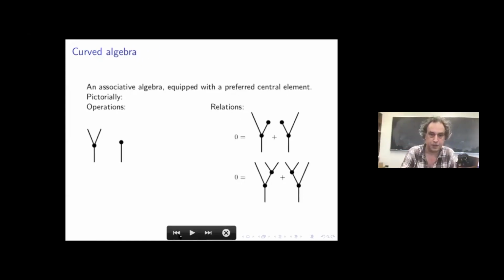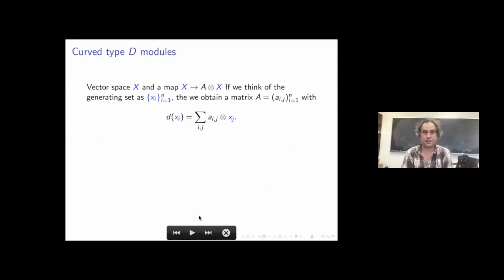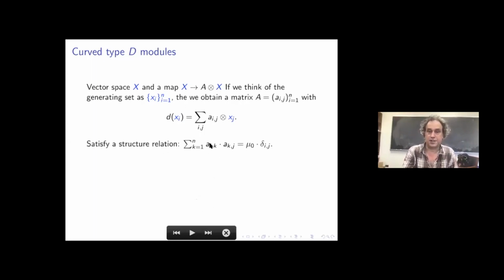Now, what's the data that we associate to an upper diagram? It's going to be a curved type D structure over that algebra. So what's a curved type D structure? I've got a finite dimensional vector space X, and a type D structure is a map from X to A tensor X. The way to think about it is that you have a chain complex of free A modules. You take a basis for that chain complex and look at the differentials of elements. The differential of each element is expressible as A times other generators. The structure relation is that if I take this matrix Aij and multiply it by itself, I'm supposed to get curvature times the identity map.